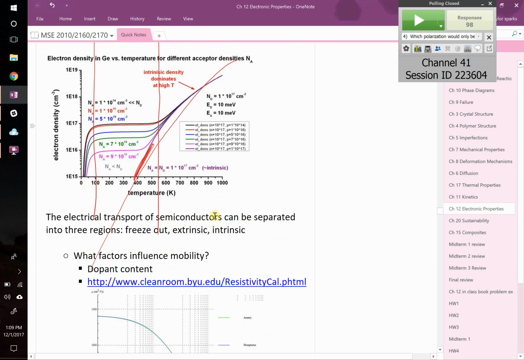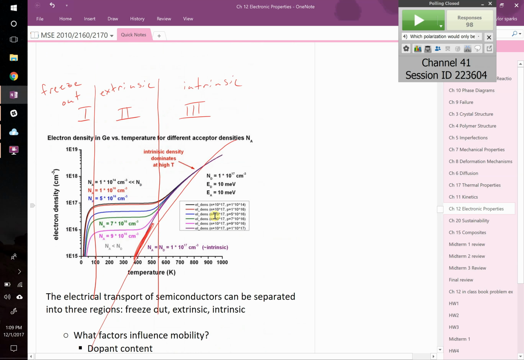Okay. So any questions on region 1, 2, and 3 in temperature dependence of these? This is a super common test question that I'll ask, is to describe what's going on there. Could you recap to your neighbor? Josh, you got a question for us?